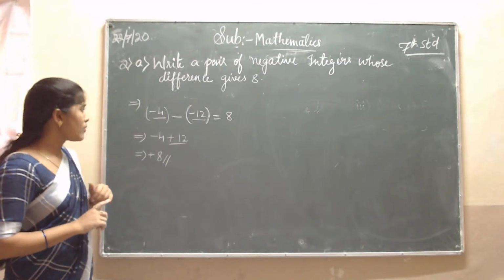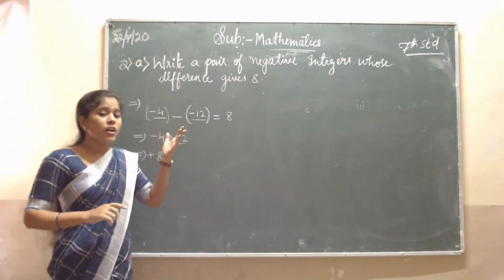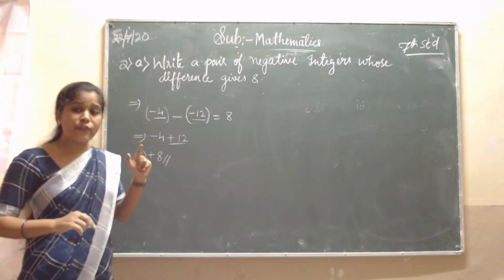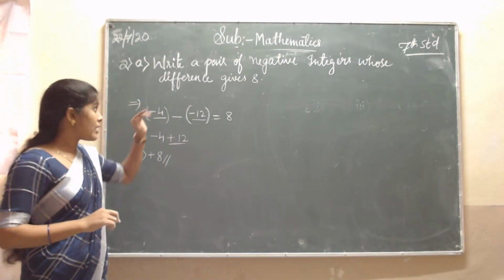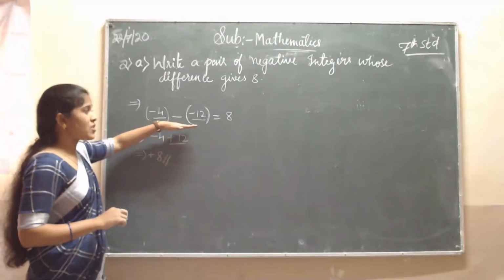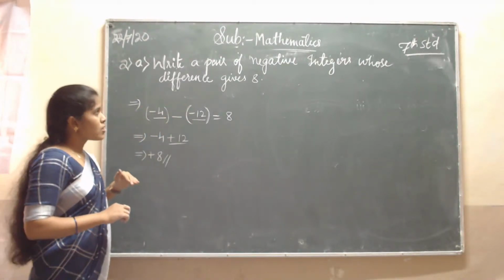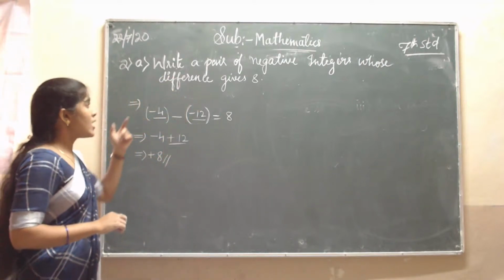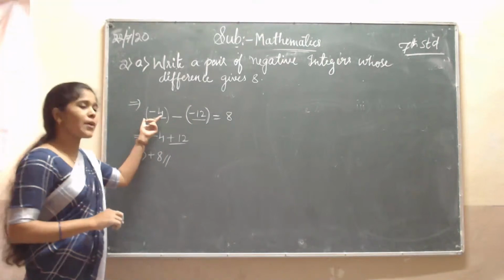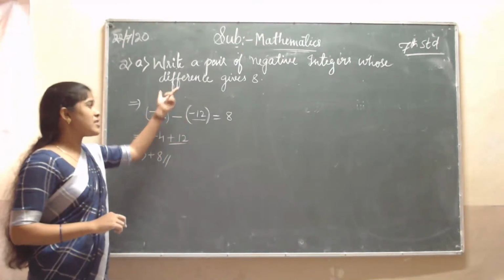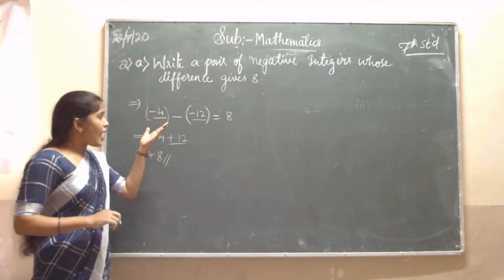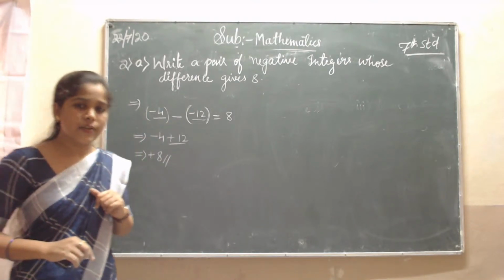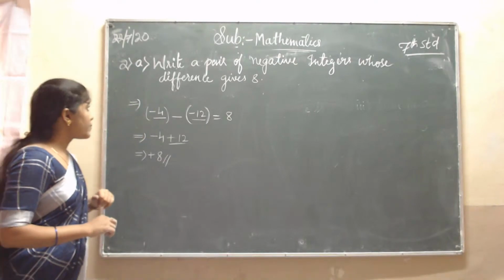Understood? So while you are solving problems, first read the question carefully. See the question and make a statement like this, then you will solve. See here, write a pair of negative integers whose difference gives 8. Negative integers means minus, minus. Then the difference is minus. Then add numbers in this statement and you will easily get the answer. Okay. Next.